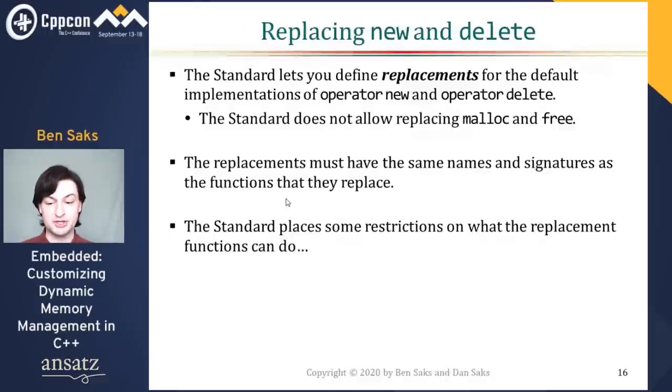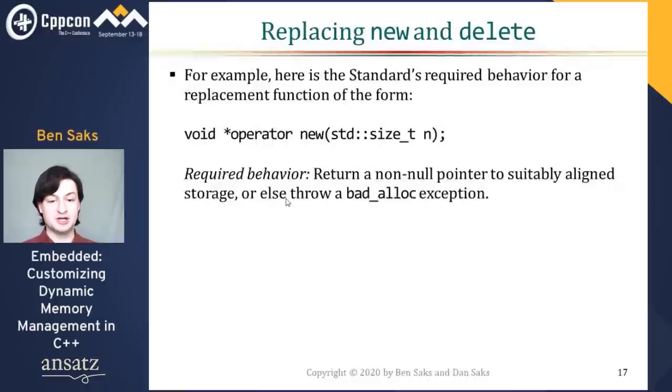Now, there are some restrictions on what these replacement functions can do. So the operator new function that you would write would look like this, and the required behavior is it either returns a non-null pointer to suitably aligned storage, or it throws a bad_alloc exception. Now, I realize, wait, it throws a bad_alloc exception? I don't use exceptions in my embedded software. That's not going to work for me.